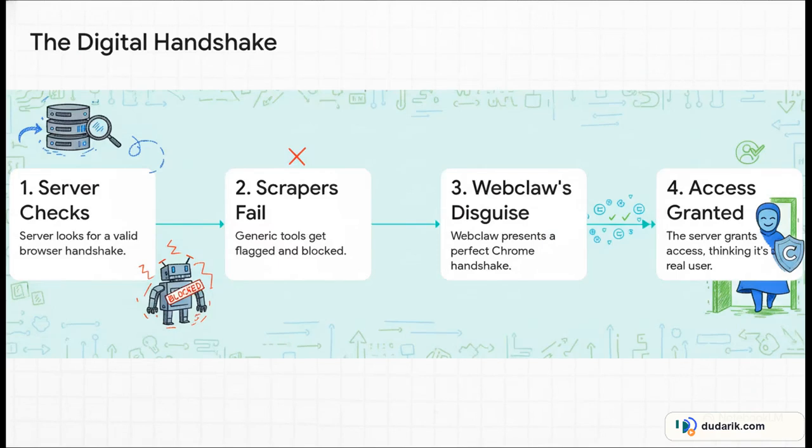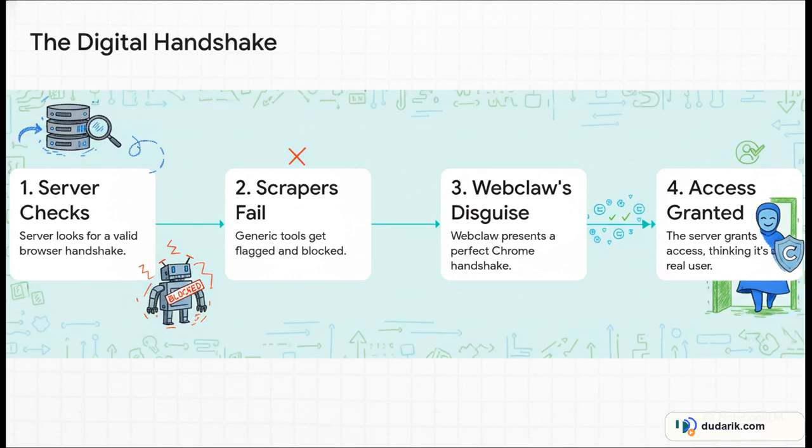So let's just walk through how that plays out. The web server, acting like a bouncer at a club, checks the handshake of everyone trying to get in. A basic scraper comes up with a generic, obviously fake ID and gets flagged immediately, blocked. But then Webclaw walks up, wearing a perfect disguise, and gives the exact handshake the server expects from a legit Chrome browser.